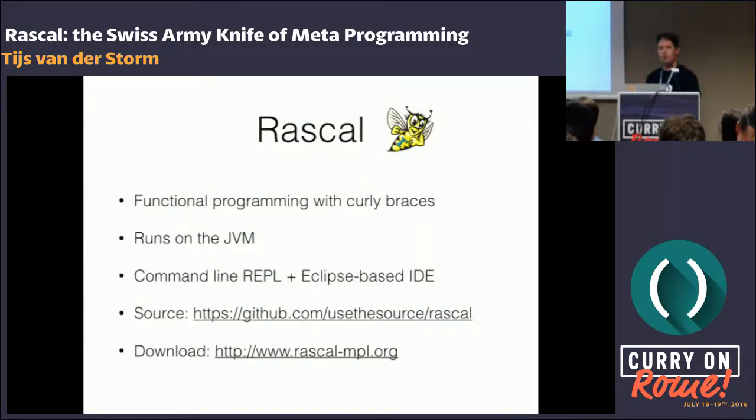We have a command line REPL. We also have an IDE based on Eclipse. You can download it if you want. The source is on GitHub, and we have an update site for Eclipse. Downloading the command line version is just a single jar. So if you hate IDEs, you can still use Rascal.